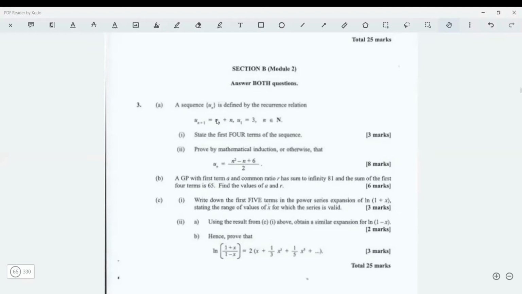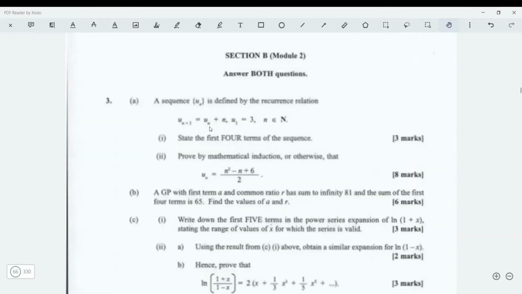So now it says a sequence is defined by this recurrence relation. U(n+1) is, oh, U(n+1) is Un plus n. So let's write that down. This is module 2. I'm going to write M2. And it tells us that U(n+1) is equal to Un plus n. All right, nice. So this is module 2 right here.